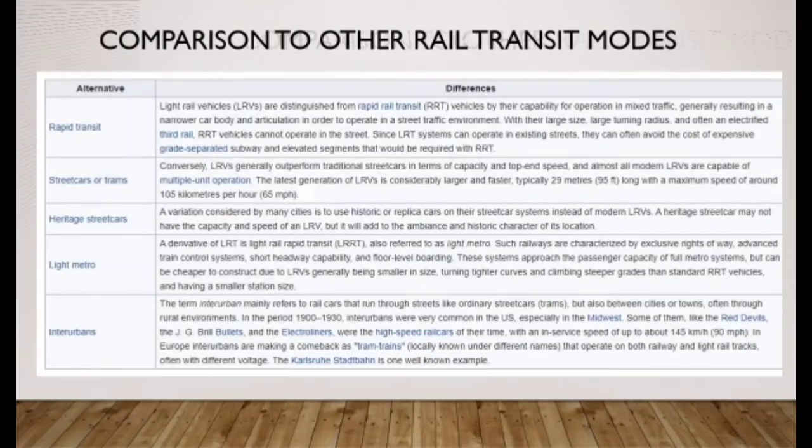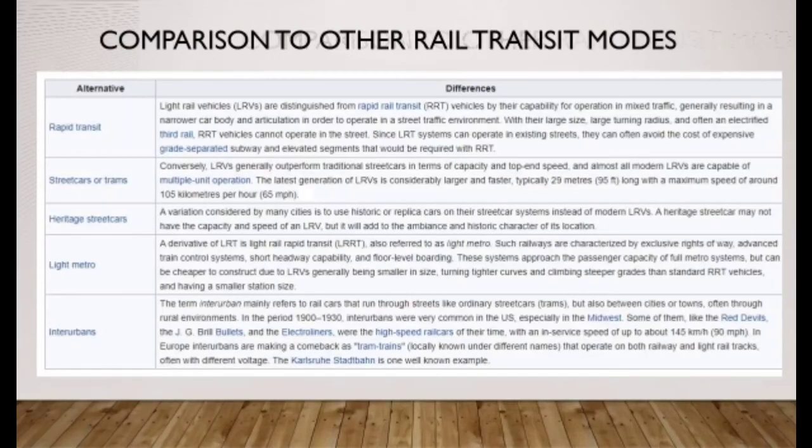In the period between 1900 to 1930, interurbans were very common in the US, especially in the Midwest. Some of them, like the Red Devils, the J.G. Brill Bullets, and the Electroliners, were the high-speed rail cars of their time, with an in-service speed of up to 145 kilometers per hour, which is 90 miles per hour.